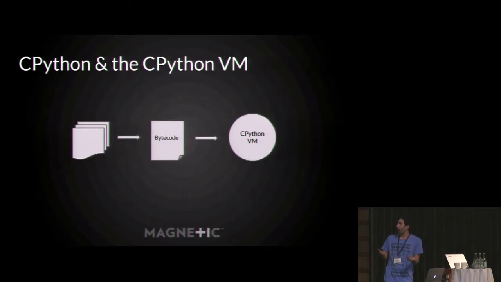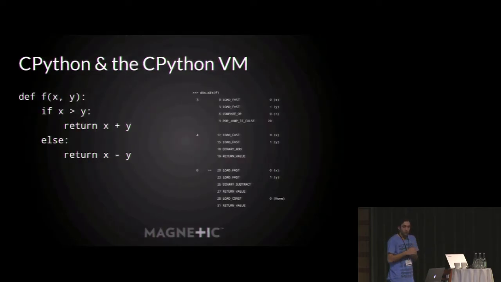So here's the diagram. Your input is the source code of your program. There's some intermediate step where it gets turned into bytecode. Sometimes it gets saved on disk. And then that bytecode actually executes on the CPython VM. This is too small to see, which is fine. It's not meant to be seen.